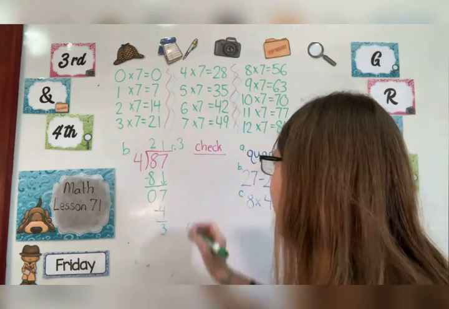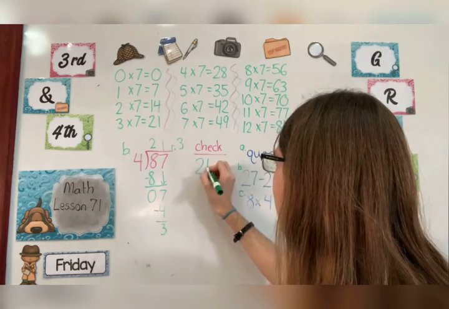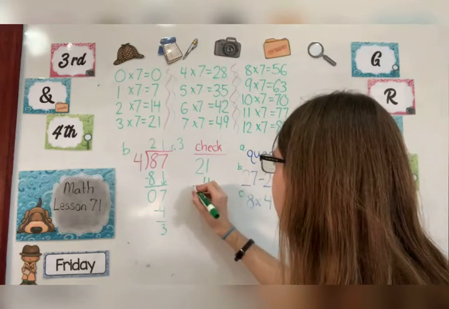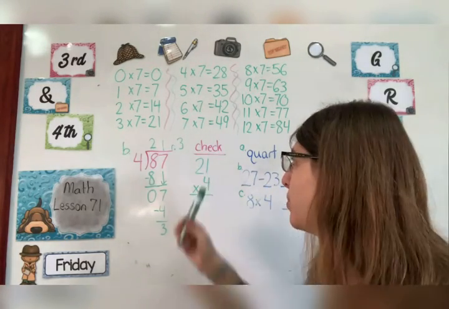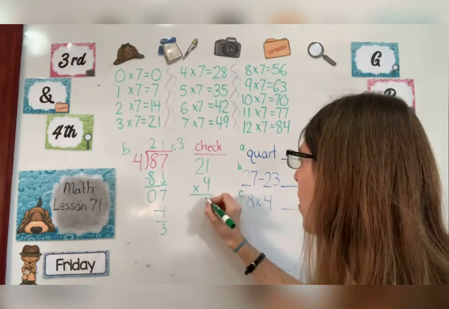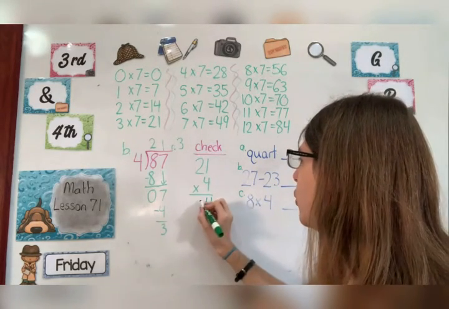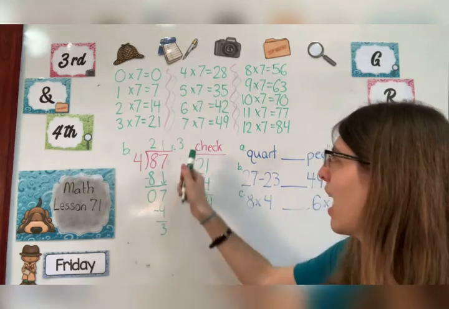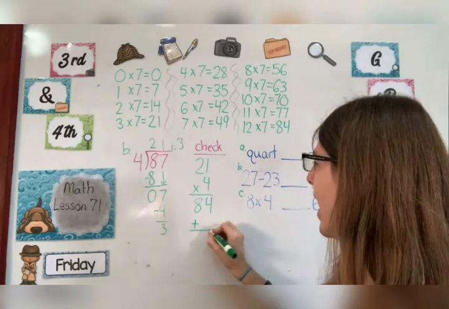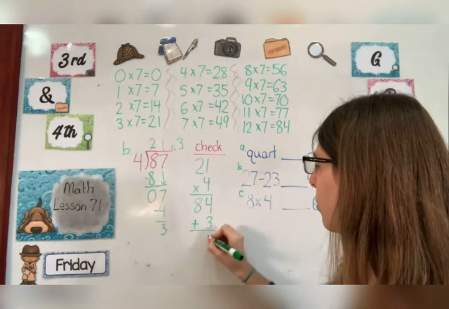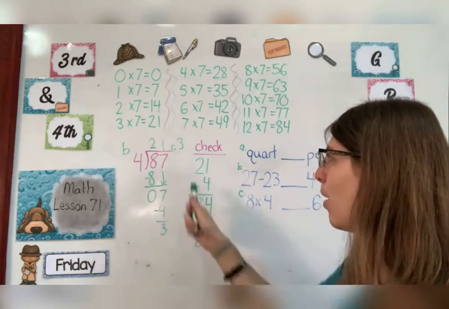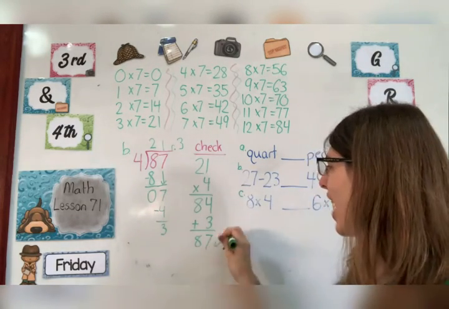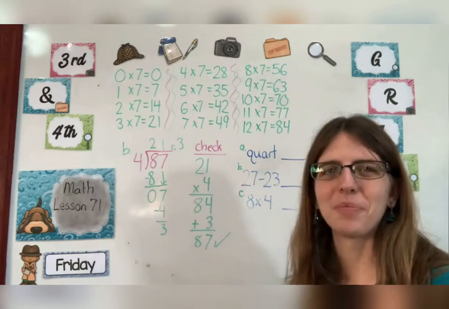Now to check, we check it the same way. We multiply 21 times 4. But there is going to be an extra step in just a minute because we had a remainder. 1 times 4 is 4. 2 times 4 is 8. Now with my remainder, I have to add it. 4 plus 3 is 7. Bring down my 8. Now we check to see if they match. And they do, so we're good to go.